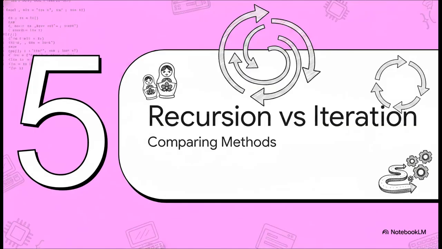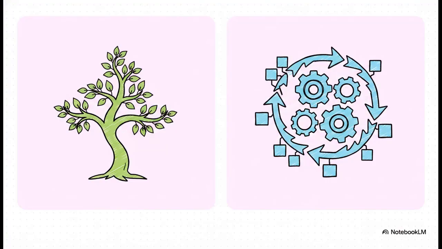Finally, let's zoom back out for part 5, recursion versus iteration. You know, it's a proven fact that any recursive algorithm can actually be rewritten using standard iterative loops, like your everyday while or for loops. So why even bother with recursion? Well, take something like a binary search. The recursive version is incredibly elegant, compact, and just mathematically natural to read.